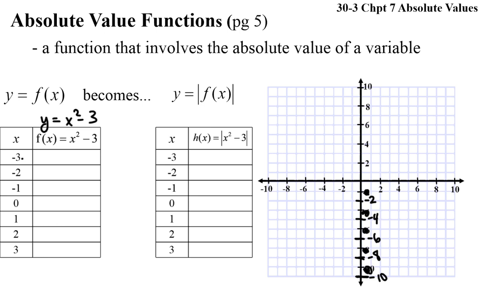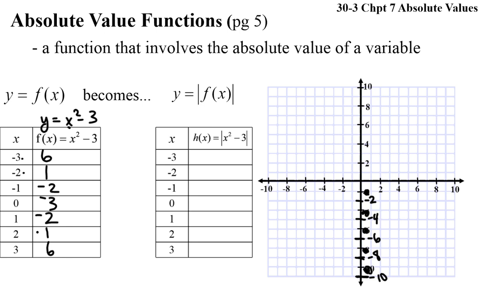So when we plug a negative 3 in for x, negative 3 squared is 9, minus 3 is 6. When we plug negative 2 in, negative 2 squared is 4, minus 3 is 1. Negative 1 squared is 1 minus 3 is negative 2. 0 squared is 0, minus 3 is negative 3. 1 squared is 1, minus 3 is negative 2. 2 squared is 4, minus 3 is 1. And 3 squared is 9, minus 3 is 6. So there's our f at x graph.